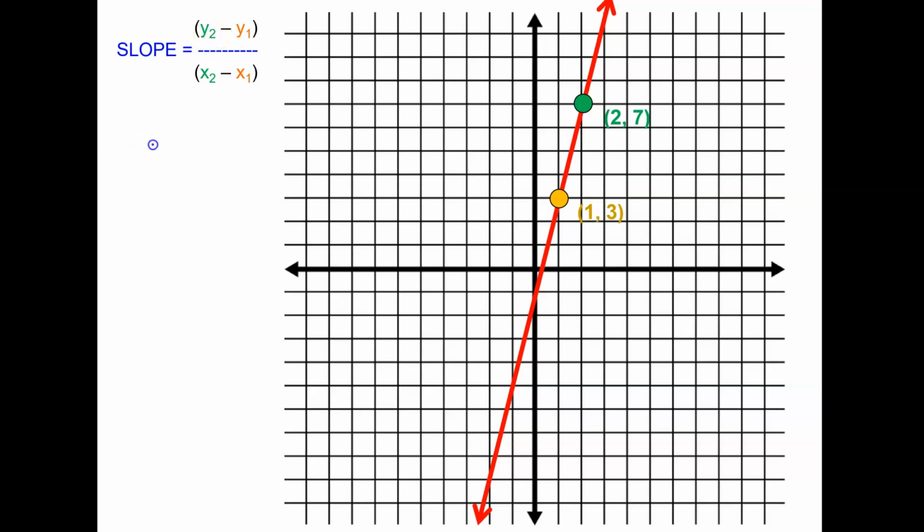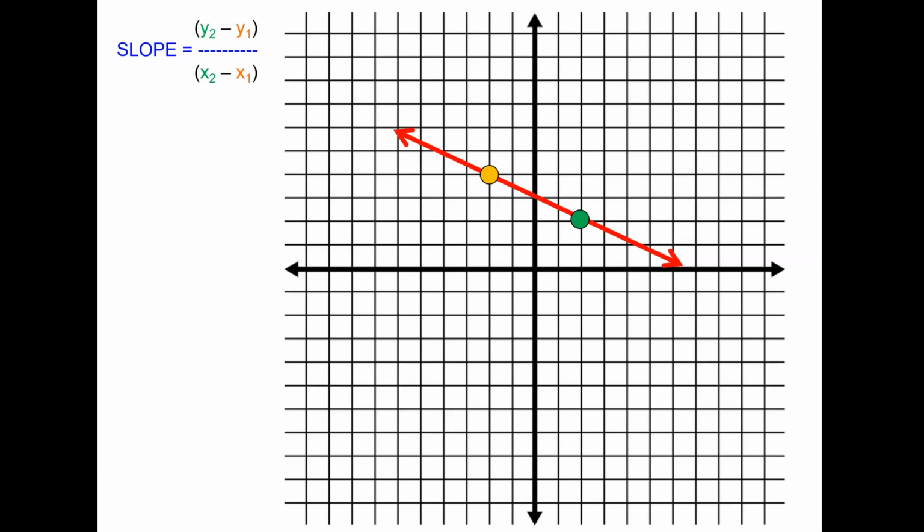y2 is going to be 7 minus y1 is going to be 3. x2 is 2 minus, that's meant to be a minus sign, ignore this little bit here, x1 is 1. 7 minus 3 gives us 4. 2 minus 1 gives us 1. That gives us a ratio of 4 over 1, which simplifies to positive 4.